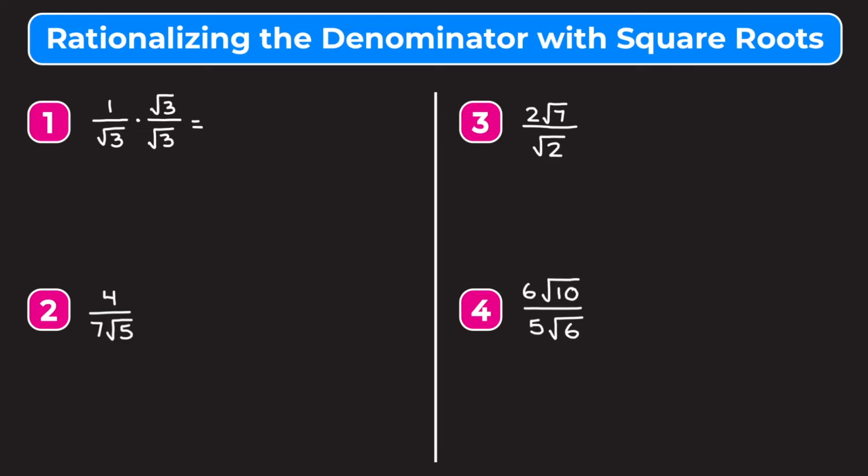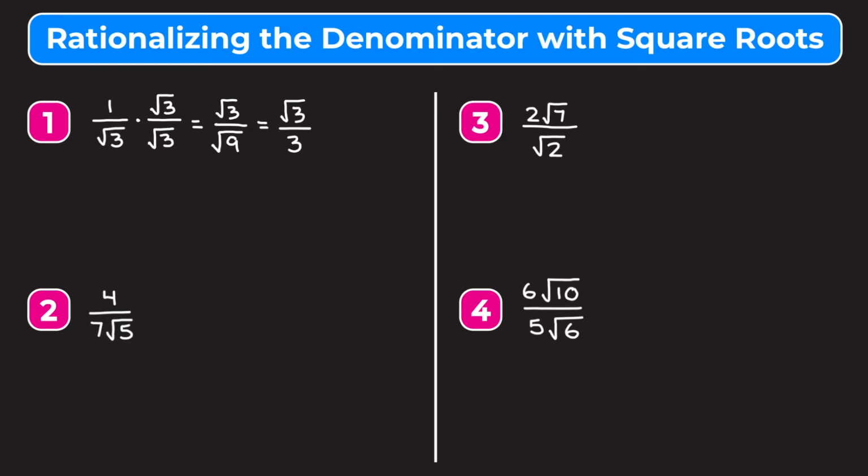So on the top, 1 times the square root of 3 is just the square root of 3. On the bottom, when we multiply square roots, we multiply the numbers underneath. So we multiply 3 by 3, which is 9. We put that under a square root. So now we have the square root of 3 over the square root of 9. And the square root of 9 is actually a nice number because 9 is a perfect square. So the square root of 9 is actually just 3.